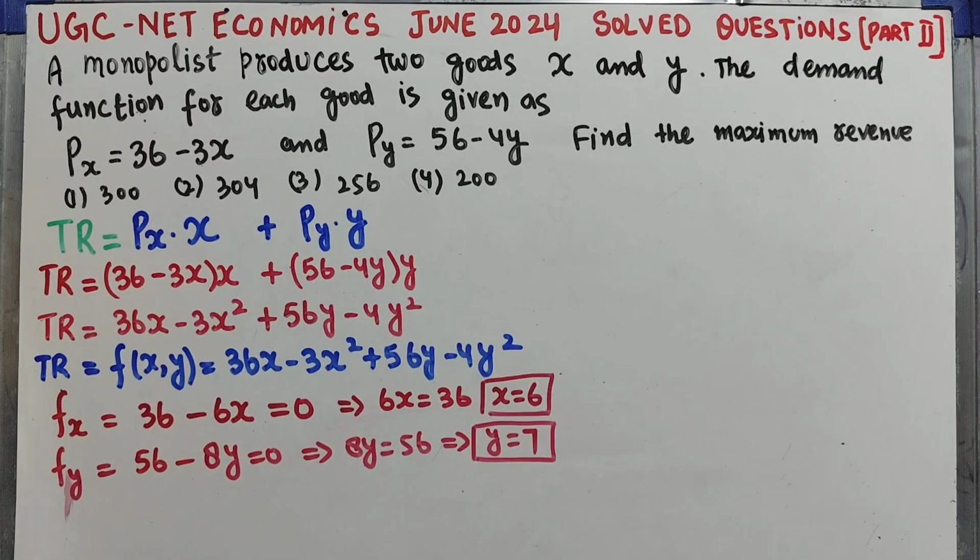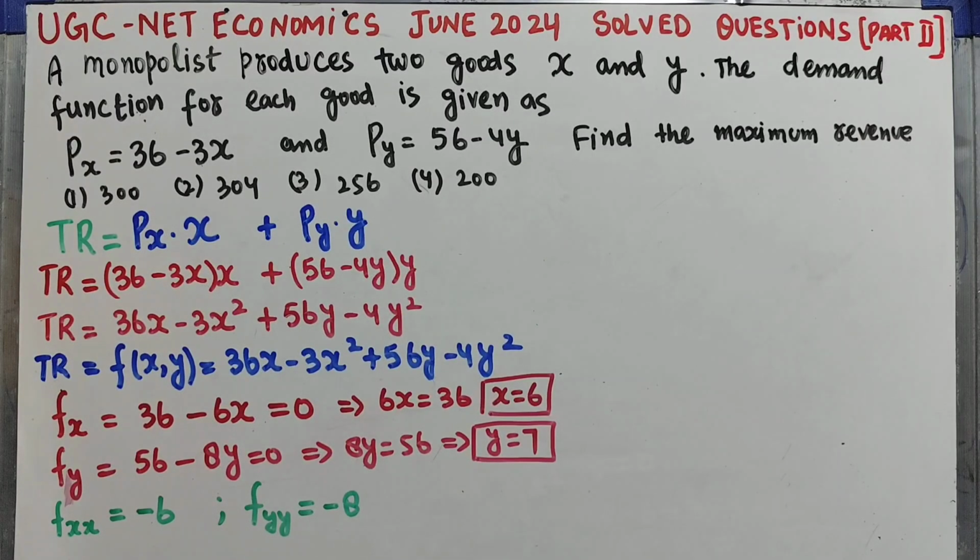Second is, we need to check for the relative maxima. So we also need to calculate the second order direct partials, that is f xx, that is the second derivative of this function with respect to x. F subscript xx means the second partial derivative with respect to x. So the derivative of a constant is 0, derivative of x is 1, so we are left with minus 6. Similarly, we find the second order direct partial with respect to y, f yy, that is the derivative of this function with respect to y. So derivative of a constant is 0, derivative of y is 1, so we are left with minus 8.